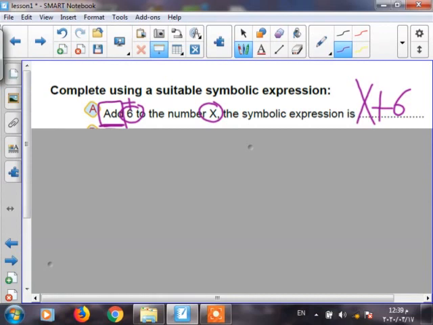So the result will be x plus 6. Number 1, what is the meaning of the word add? The word add means plus.